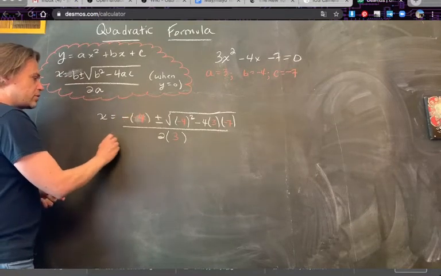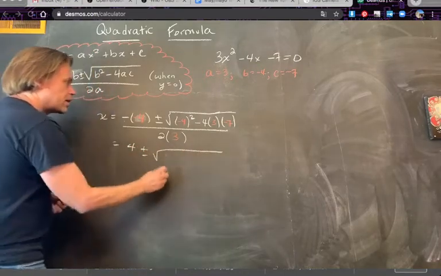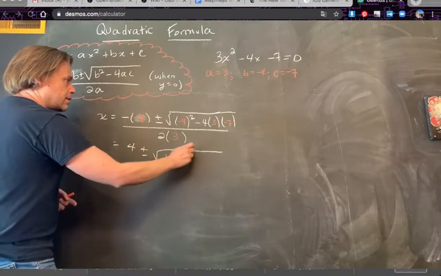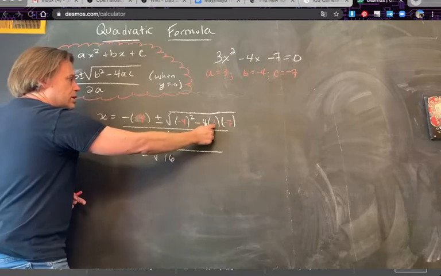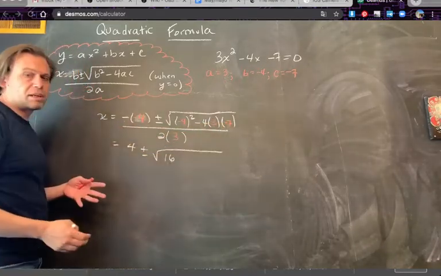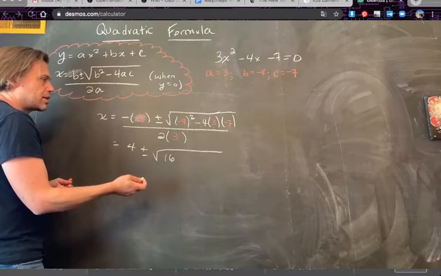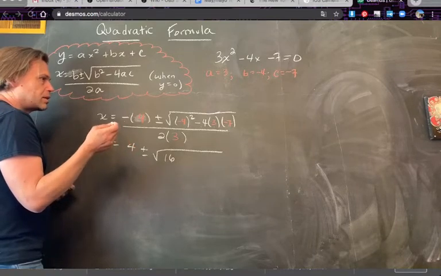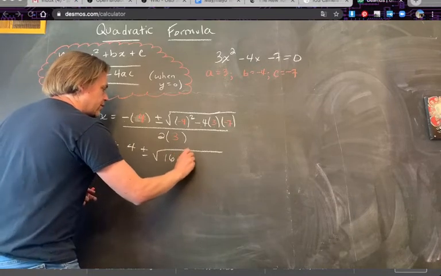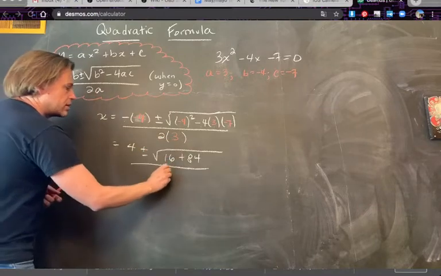Negative 4 is positive 4. And then negative 4 squared is positive 16. We got a negative 4 times a 3 times a negative 7. Negative times a negative is a positive, so that whole thing will be a positive. So that's going to be 28 times 3. What is that? That's 90 minus 6, 84. So plus 84. All right? And I divide that by 2 times 3, 6.